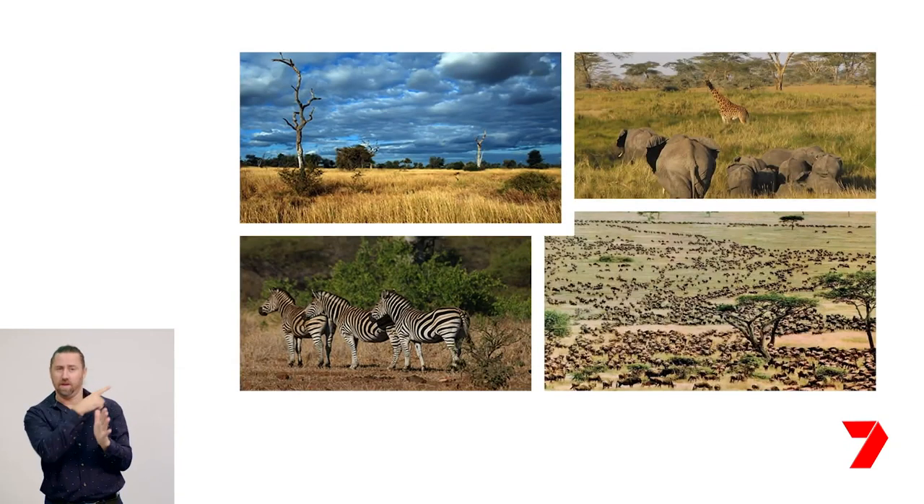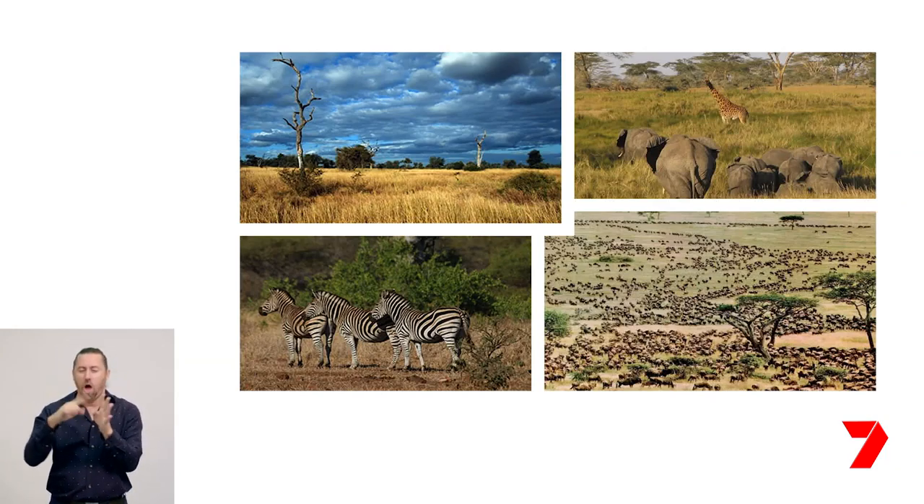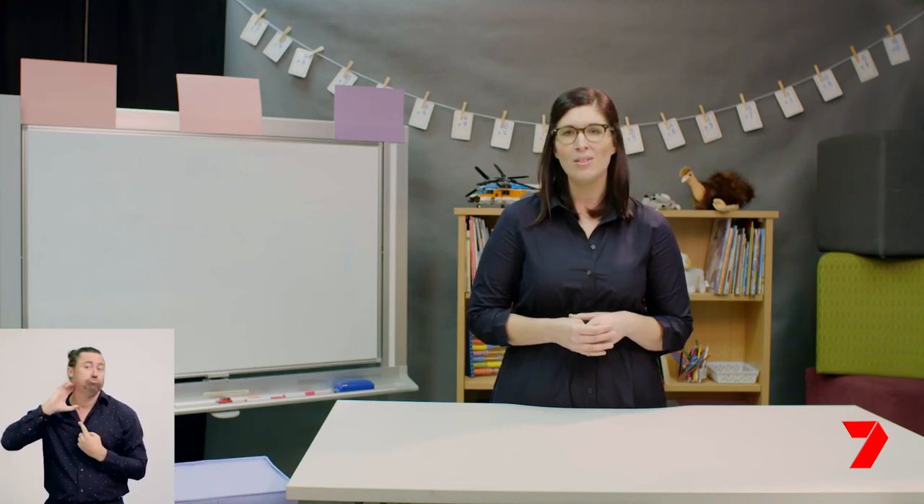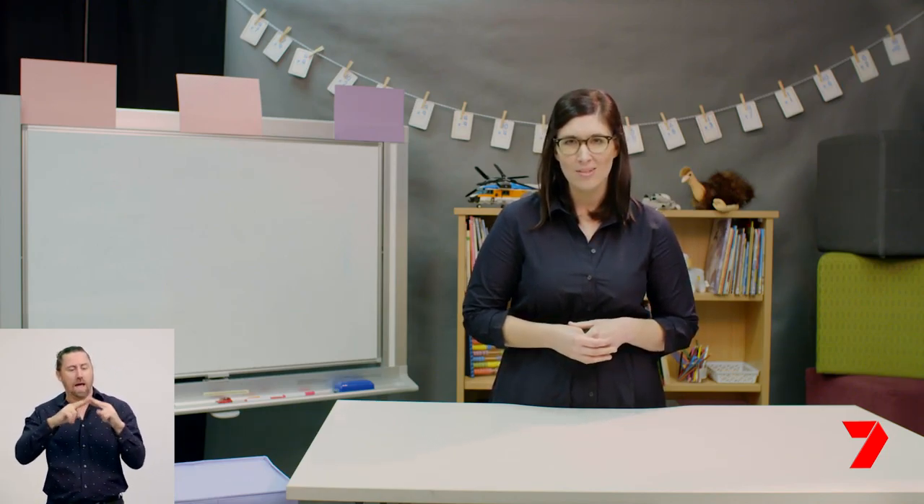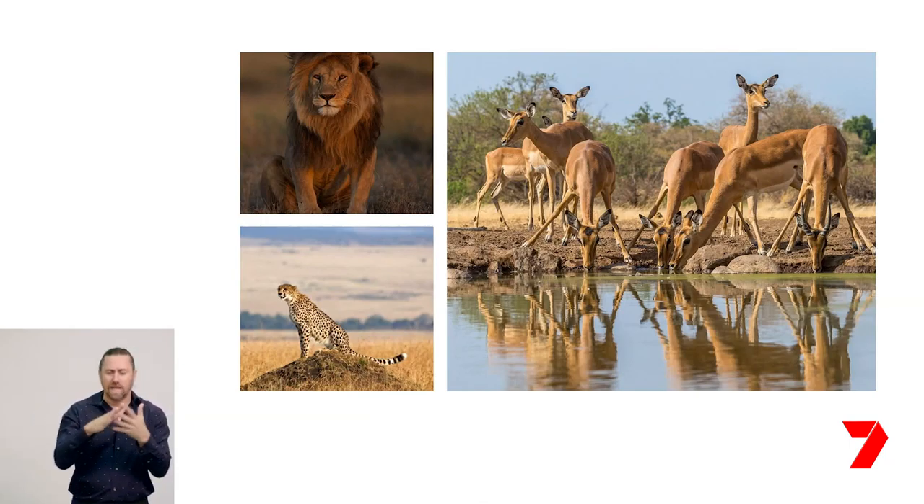The Serengeti National Park is famous for its large predators like lions, cheetahs, hyenas, wild dogs, and crocodiles. But it is also home to a diverse range of herbivores or plant-eating animals like elephants, giraffes, zebras, buffalo, and antelopes. Now, lions and cheetahs are both different types of big cats, but they both feed on the same type of prey, like antelope. Because they both eat antelope, we call lions and cheetahs competitors.